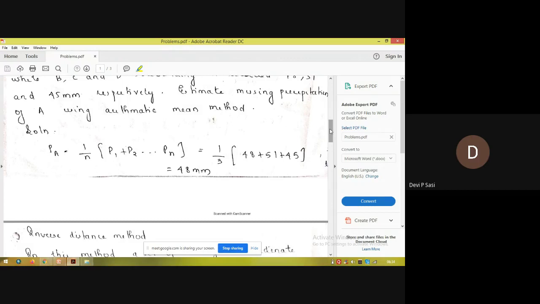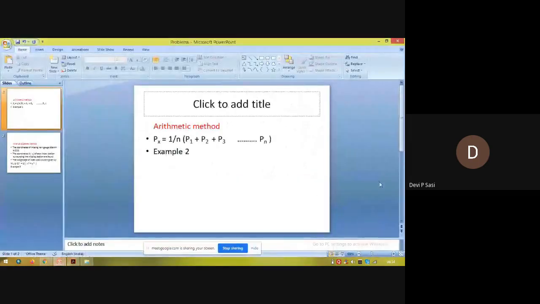Okay, that is about the arithmetic method. It is a very simple method, but one of the drawbacks of the arithmetic method is that it is suitable only when the rain gauge stations are closely spaced, as close as possible. Hope it's clear. Now we can move to the second method.